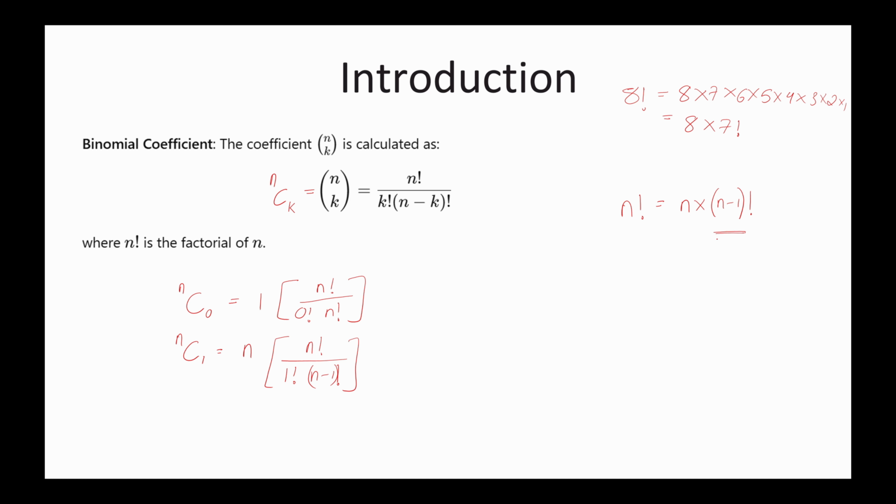So that is exactly what I did here, and that is how I came up with the value of NC1, which is n. So this is how we find out these values. Now let's say if I was to find NCN, that would come out to be 1 again.